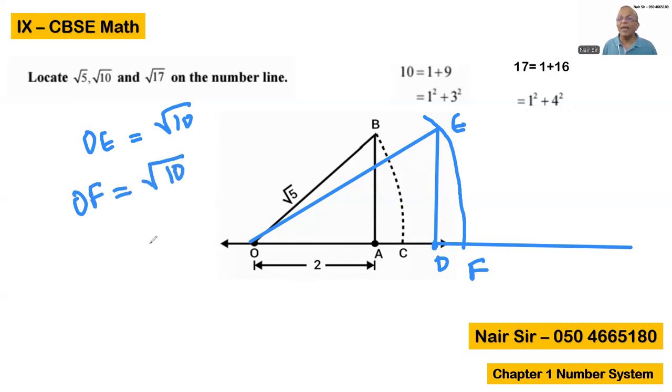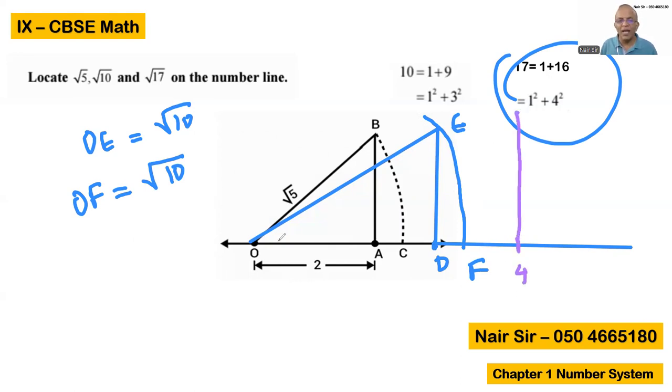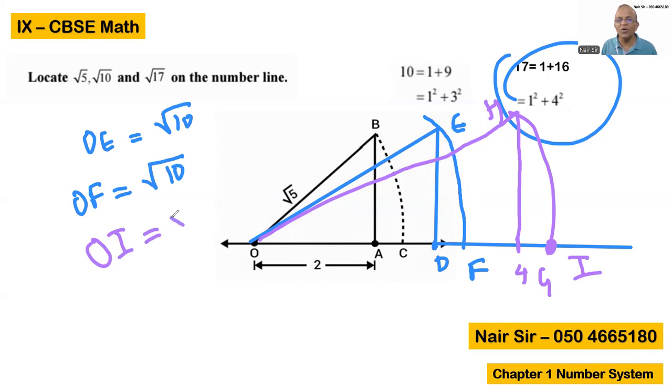Now the next one, this one. What do I do for this? 4 units. So I go from here. This is my 3 unit. This is my 4th unit. Again, draw a perpendicular. Again, join them. And then again, take my compass and cut. This will be my point again. EF is used. G, H, I. My OI is equal to root 17. Hope you have understood it.